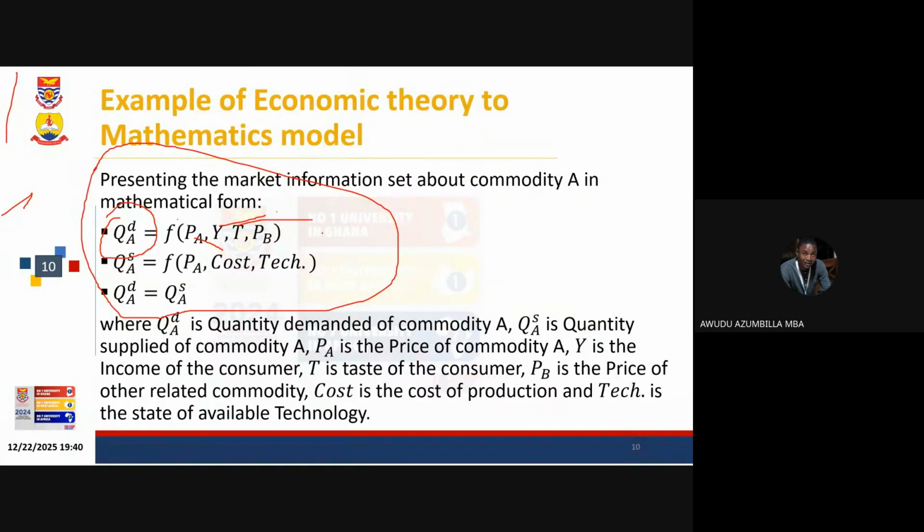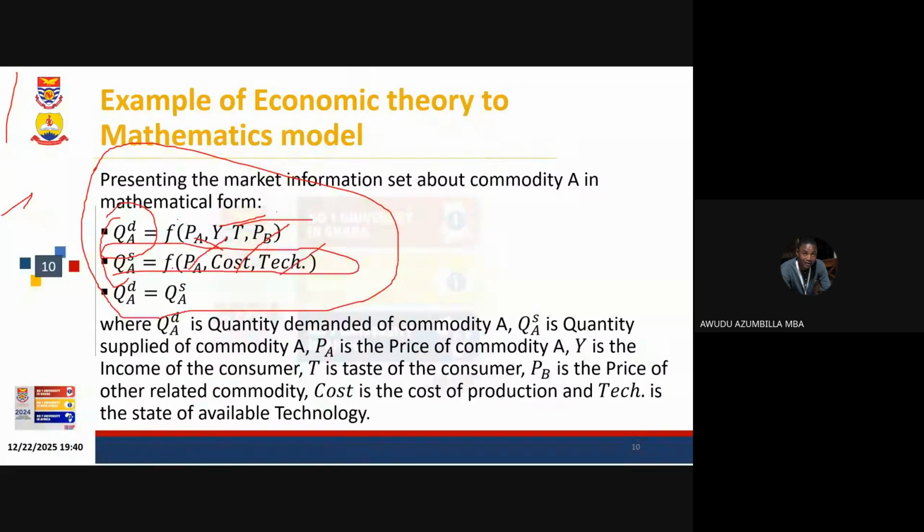Okay, so let's take note of the differences between models and theory. The second one was the law of supply, which states that the quantity supplied of a commodity also depends on the price of the commodity, costs of production, and technology. These are all factors influencing the supply. So instead of saying it in words, you can use a simple mathematical form to state it. Very simple here.